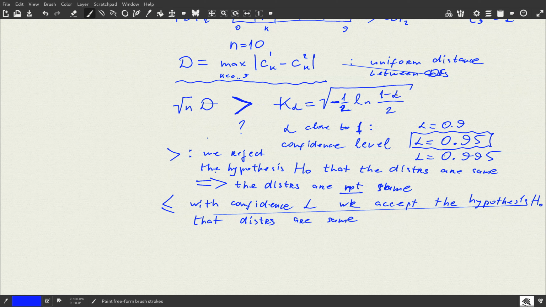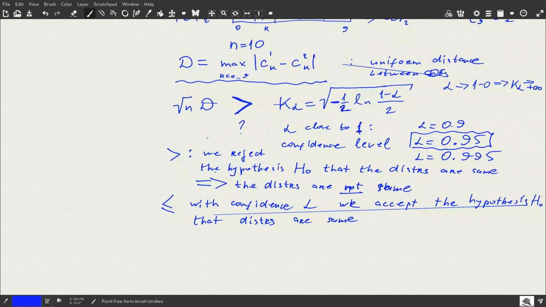Let's see. Alpha increases. One minus alpha decreases, and it is negative. So, for example, when alpha is very close to one, then the numerator is nearly zero. Therefore, log is nearly minus infinity, and therefore k alpha tends to plus infinity.